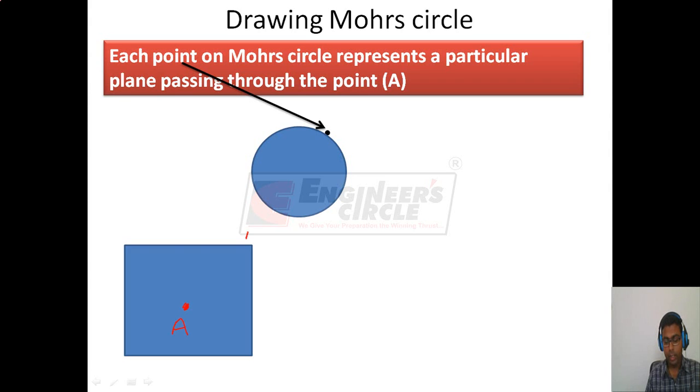At point A, the vertical plane is AB, the horizontal plane is AC, and CB is some nth plane. The vertical plane AB can be marked on this Mohr's circle at some point V, and the horizontal plane AC can be marked at some point H. Similarly, the nth plane CB can be marked on the Mohr's circle at some point N. Therefore, each point on a Mohr's circle represents a plane.